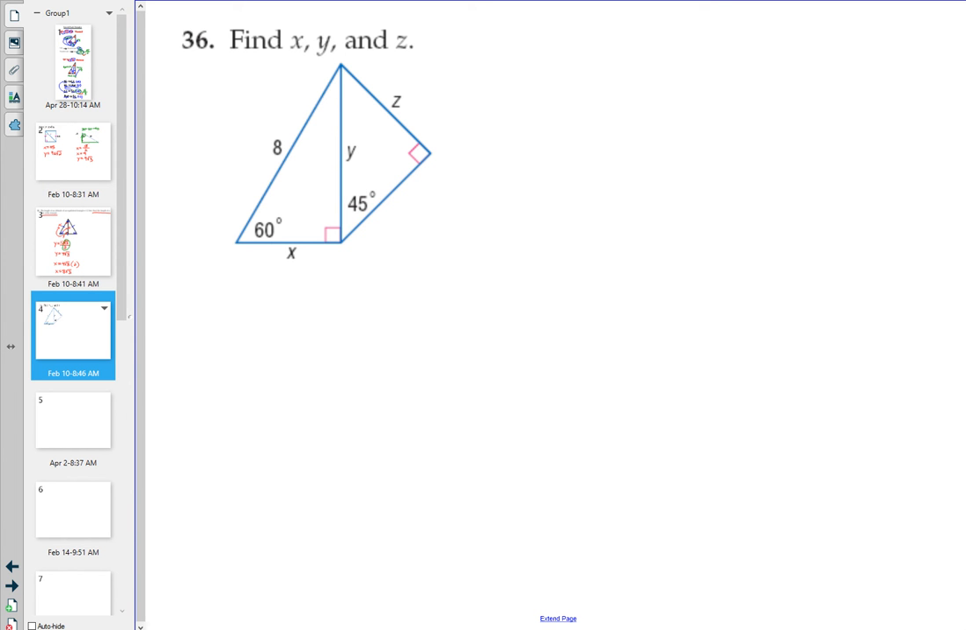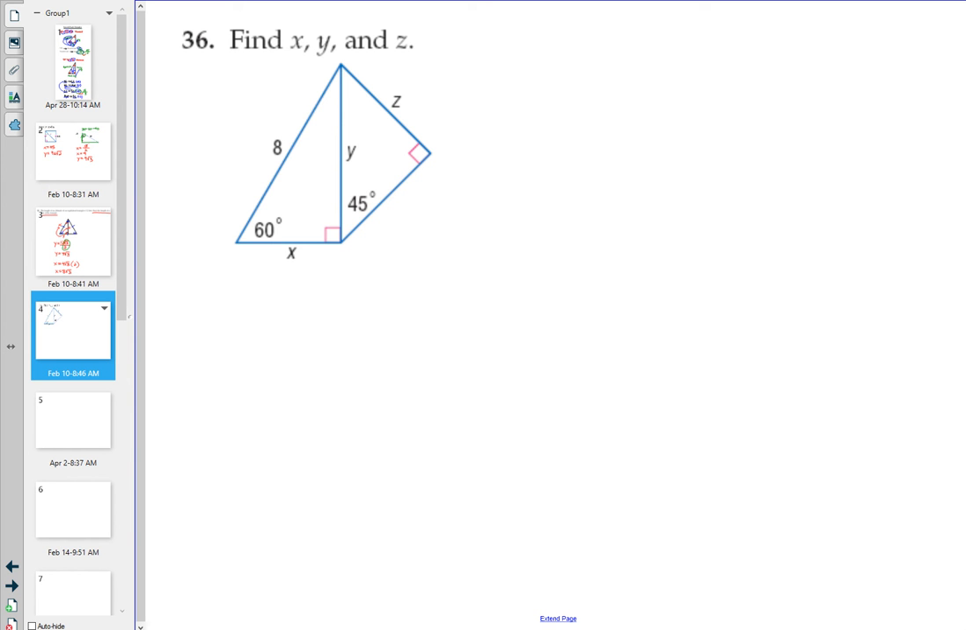How many triangles do you see? Two. The one on the left is a 30, 60, 90. The one on the right is, okay, keep that in mind. So let's see. They want us to find X, Y, and Z. X, Y, and Z are all side lengths.